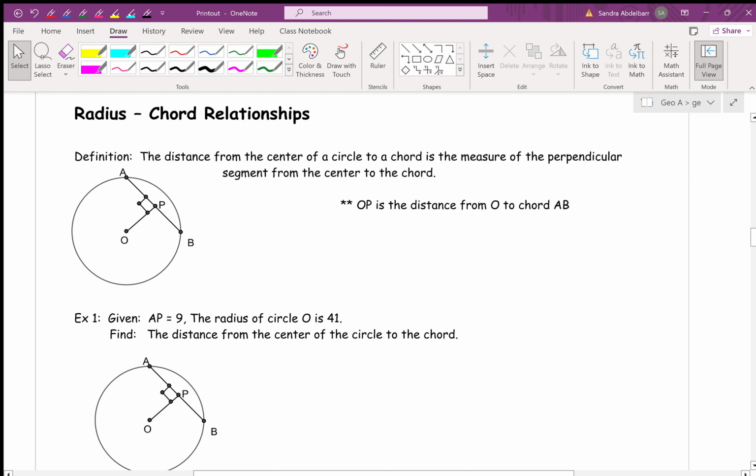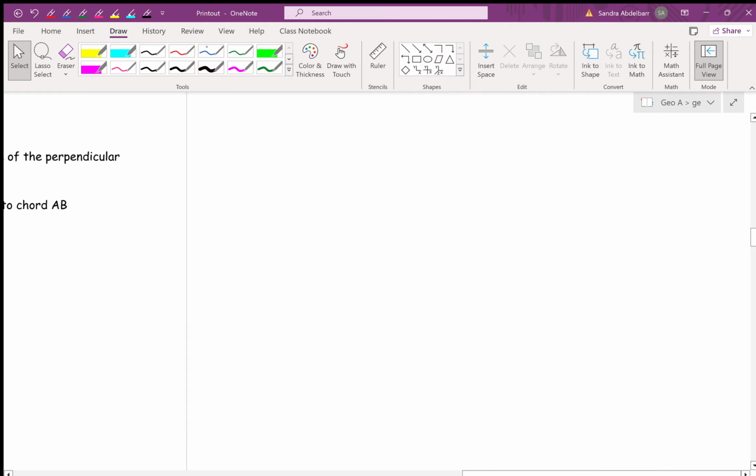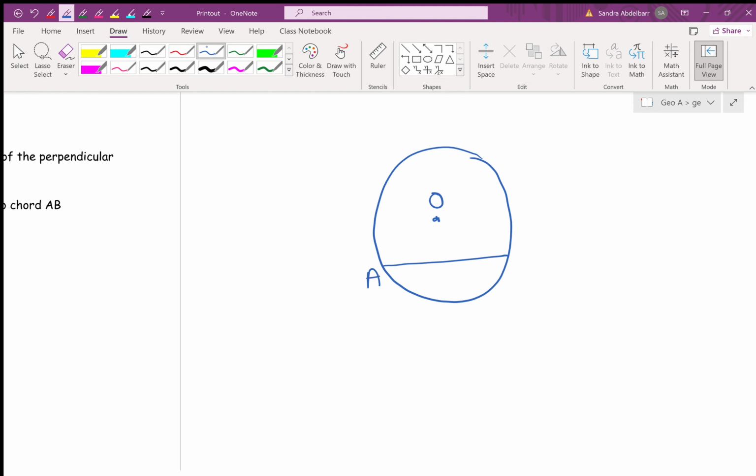The distance from the center of a circle to a chord is the measure of the perpendicular segment from the center to the chord. What do I mean when I say all of that? You don't have to draw this, you could just pay attention. So let's say I have circle O and I have chord AB. And I ask you, what is the distance from O to AB?